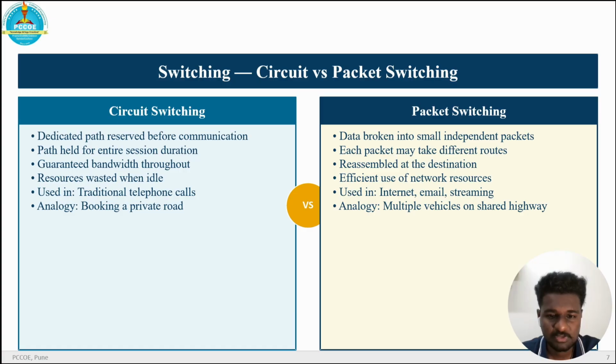Packet switching. Data is broken into small independent packets. Each packet may take a different route and is reassembled at the destination. This makes efficient use of network resources. The internet, email, and video streaming all use packet switching. Think of it like multiple vehicles sharing the same highway, flexible and efficient.